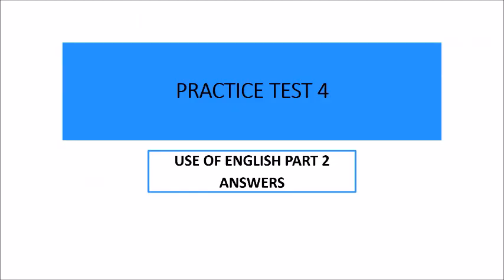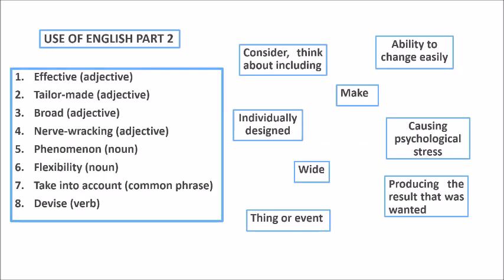Guys, now we're going to answer the vocabulary homework that you had for Use of English Part 2. Get ready. One side. So we have effective. What is the definition for effective? The correct one is producing the result that was wanted.